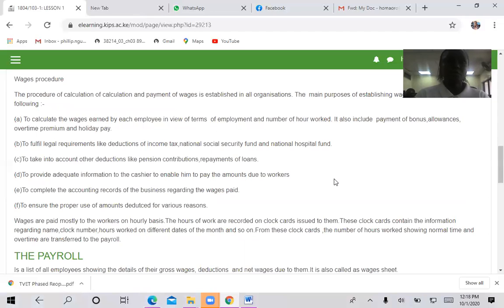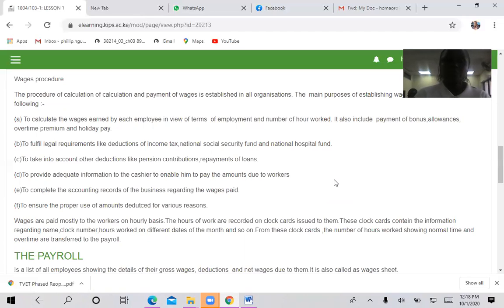Also, another purpose is to fulfill legal requirements like deductions of income tax, National Social Security Fund, and National Hospital Fund. Another purpose is to take into account other deductions like pension contributions, the payment of loans, and any other deductions.